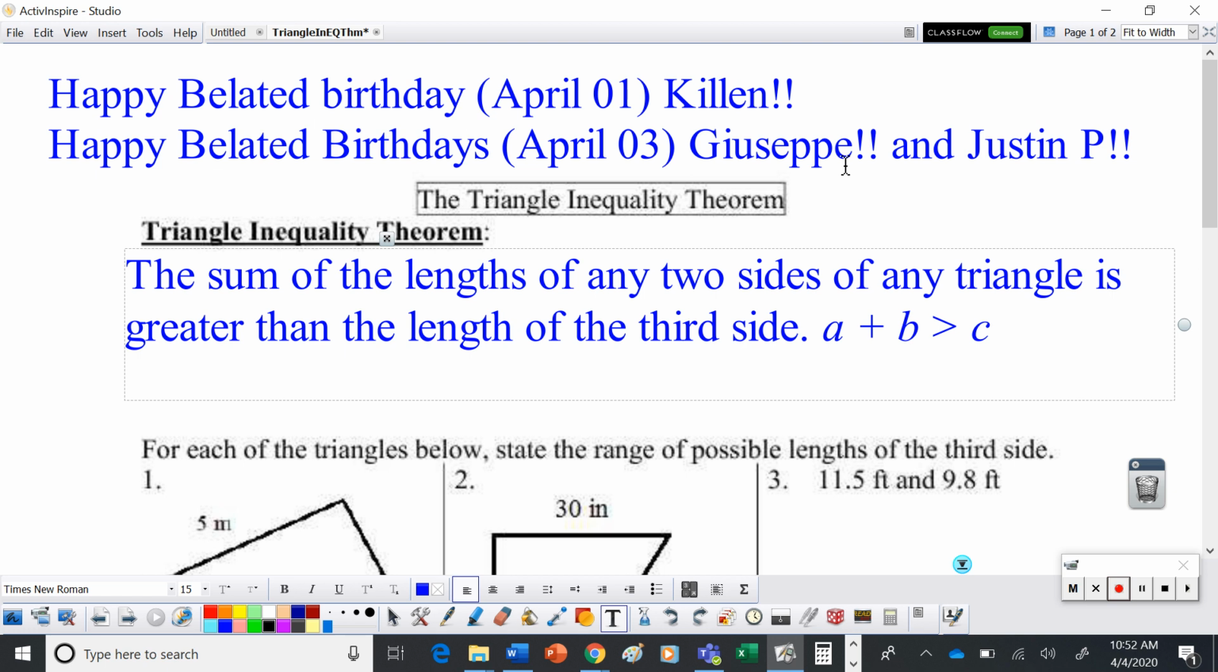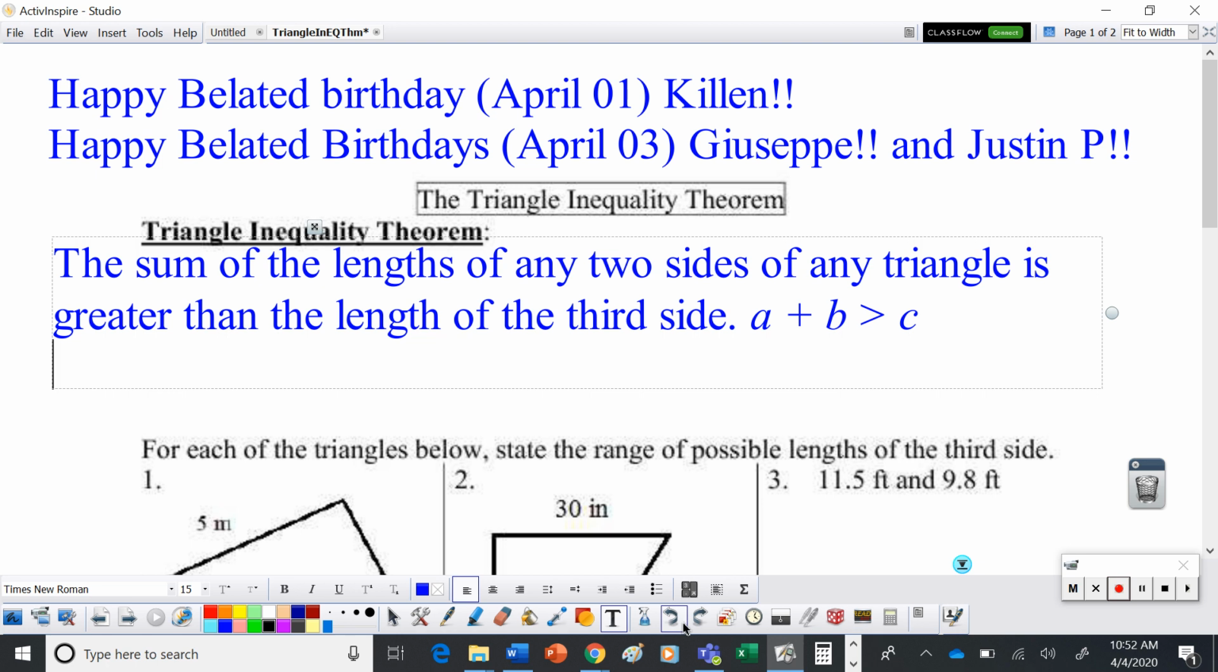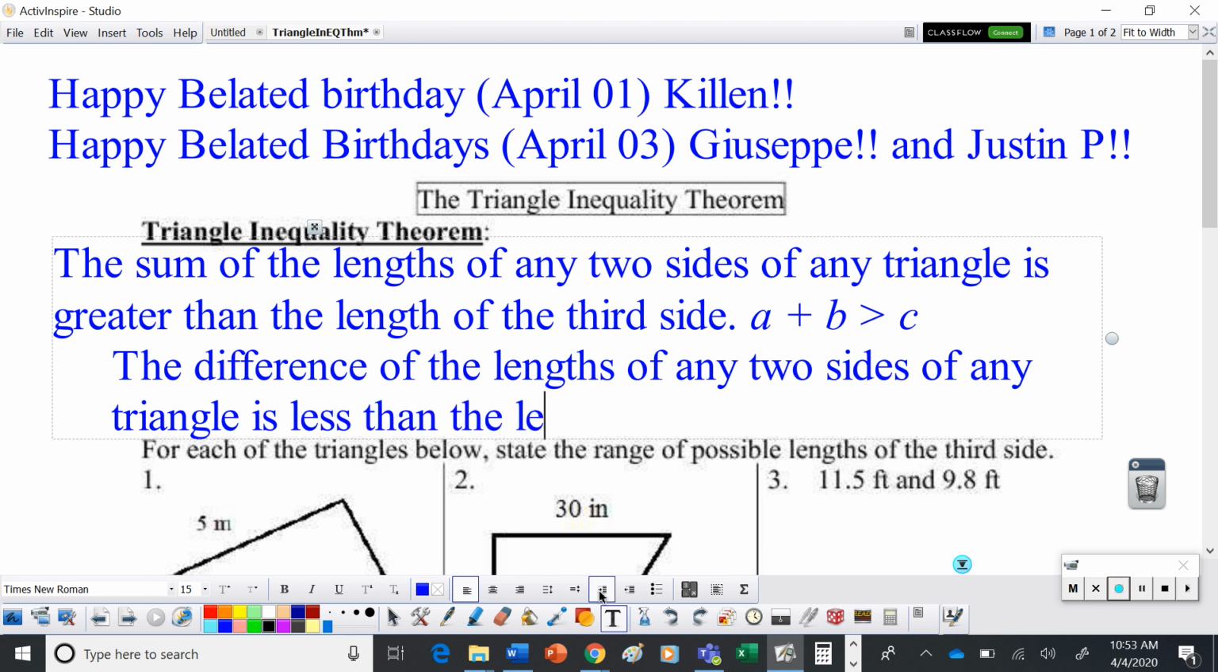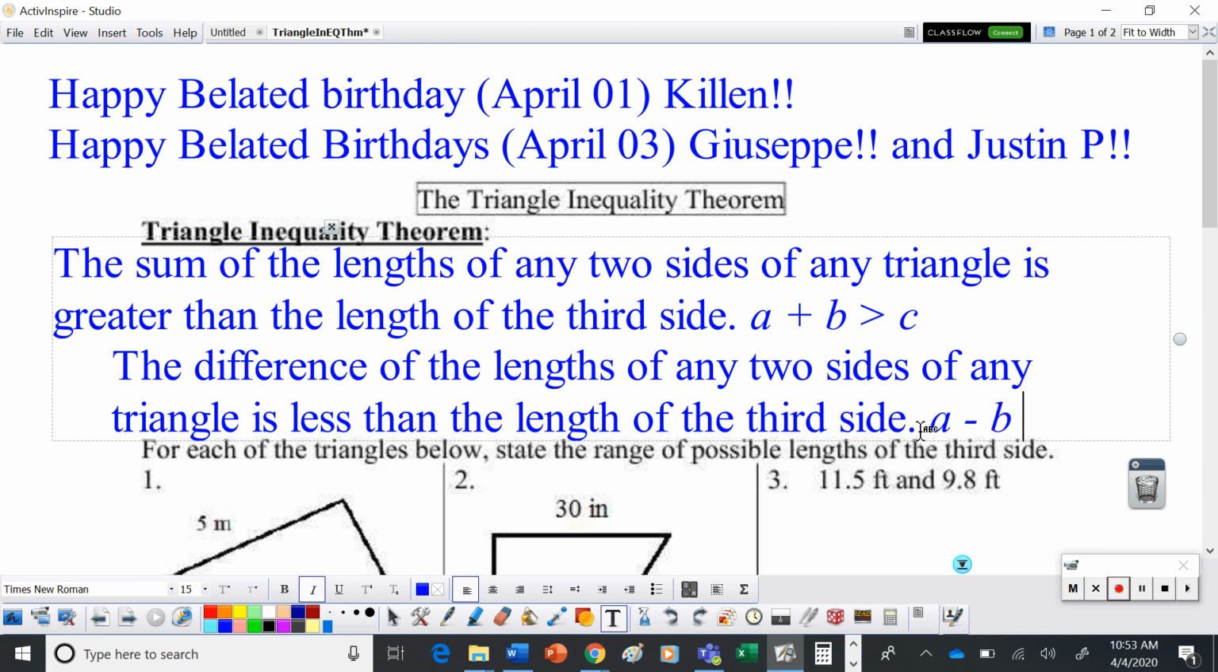Now, from this, we can actually get a second kind of mini theorem that rolls off of this one. They call this a corollary. What the corollary states is that the difference of the lengths of any two sides of a triangle is less than the length of the third side. So if we do this with the A, B, and C again, what this looks like is A minus B has to be less than C.